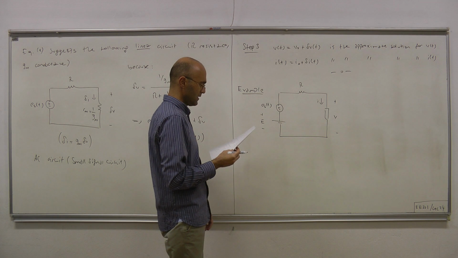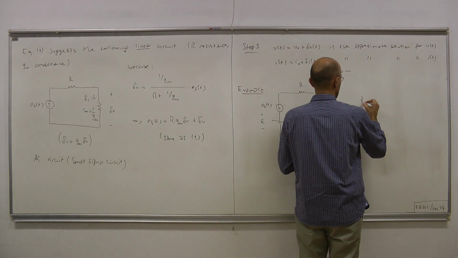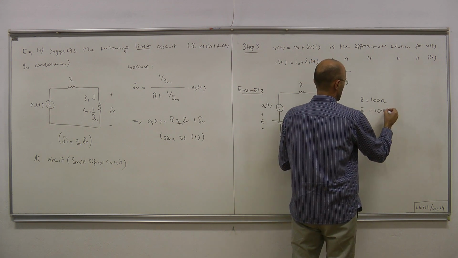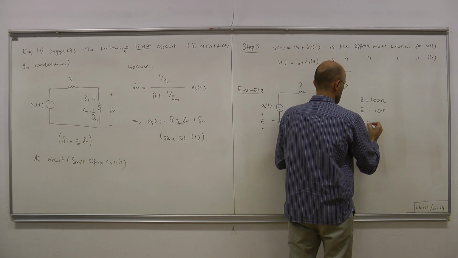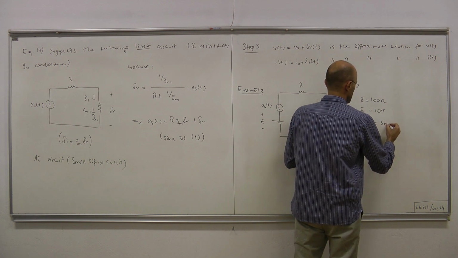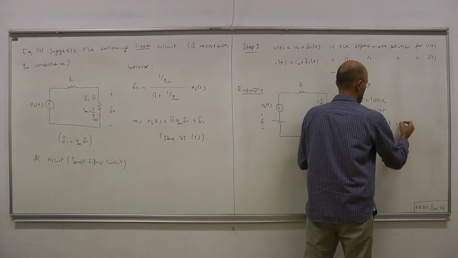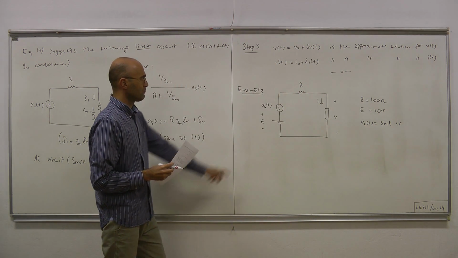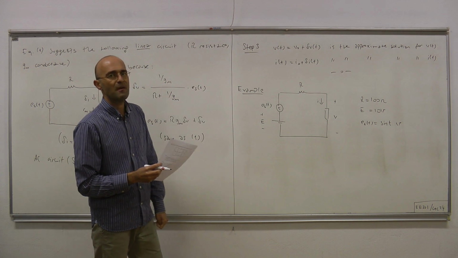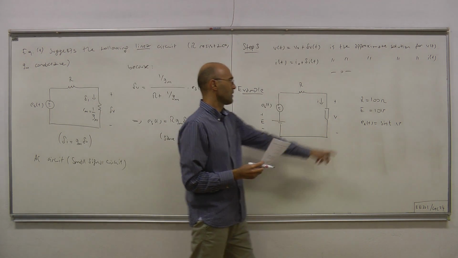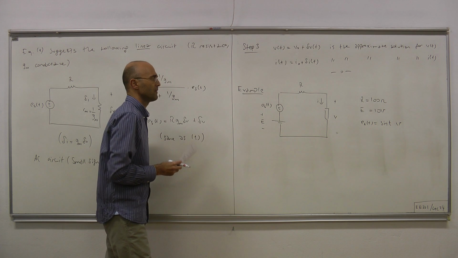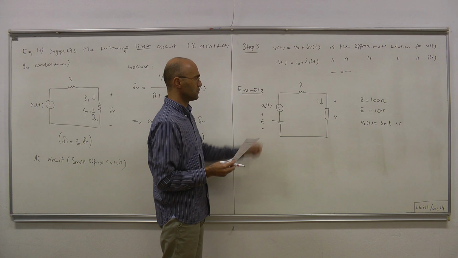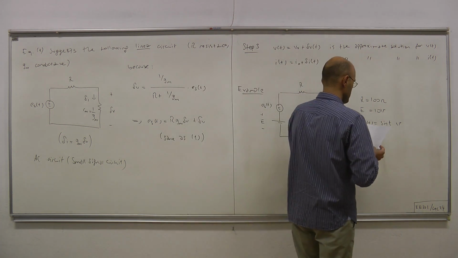This is the circuit, and we're given the following about the circuit. R is 100 ohms, E is 10 volts, and e_s of t is sine of t volts. Note that the magnitude of the AC component is at most 10% of the DC component. Okay, so it's sufficiently small compared to the DC component.